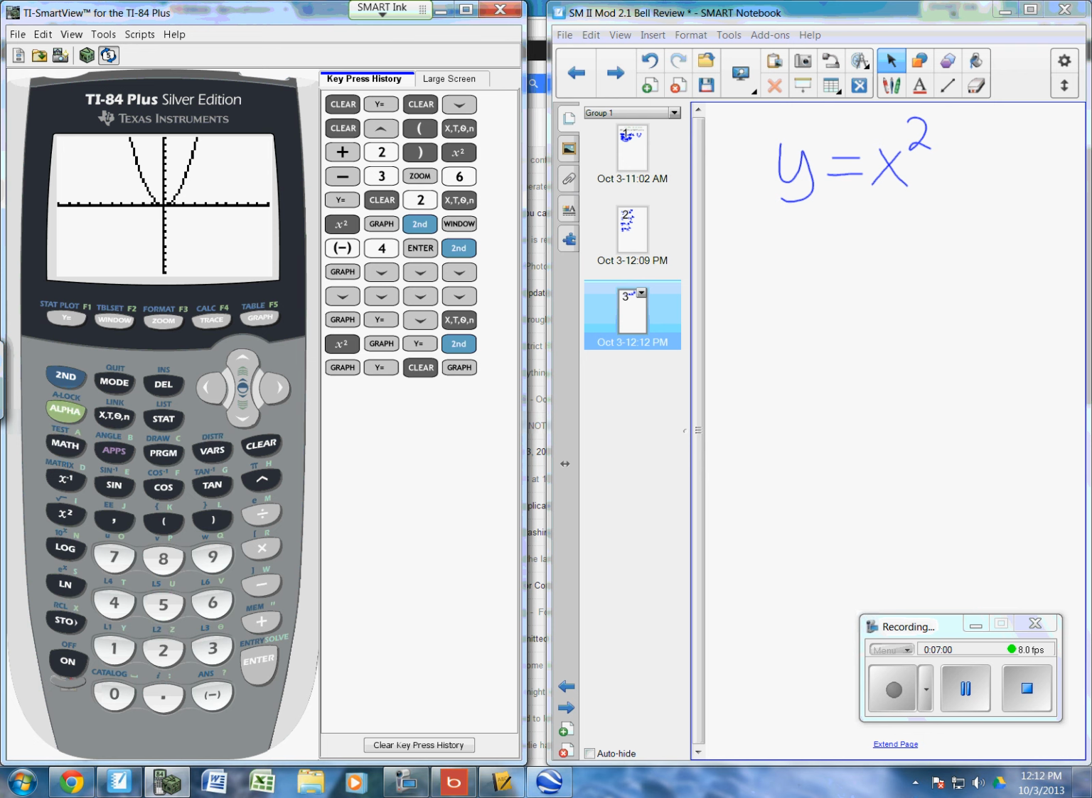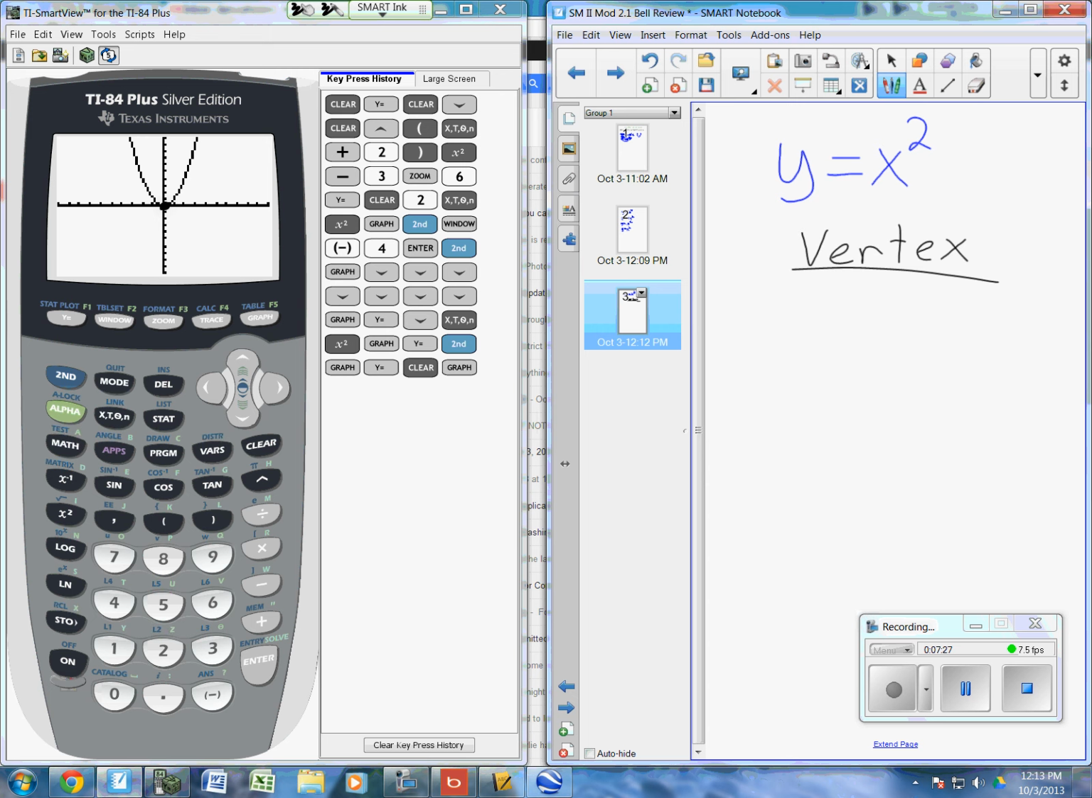I want all eyes up here now. You can finish the task later. The task isn't as important now as this. So all eyes right here. Y equals x squared looks like this. This point right here at 0, 0 is where the parabola comes down and stops going down and starts going up. That point right there is called what, everybody? The vertex. Now we're going to see how the vertex moves.